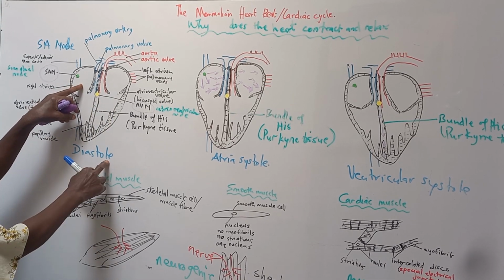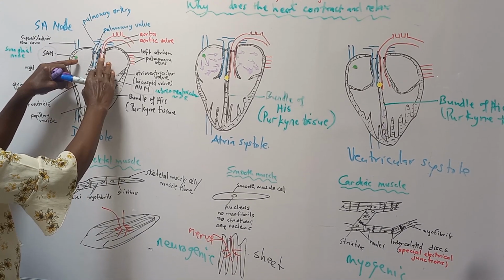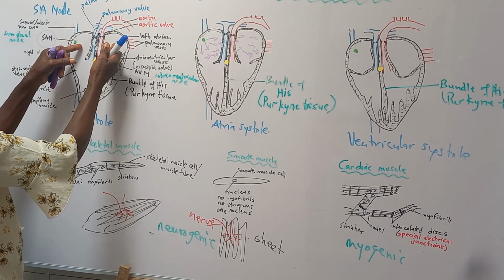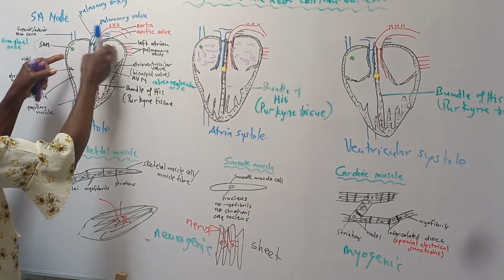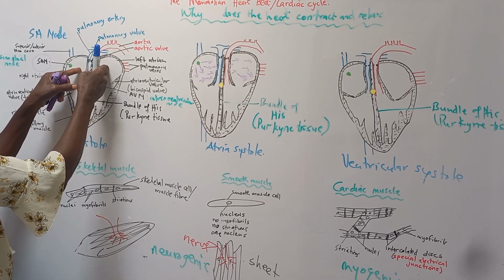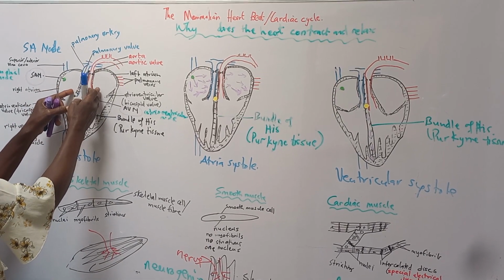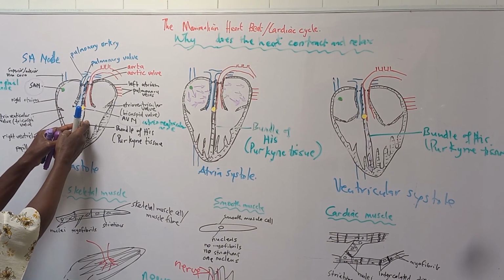And that is what is known as diastole. So it relaxes and blood fills the heart from the pulmonary veins and from the vena cava. Blood fills in, and some trickles into the ventricles.